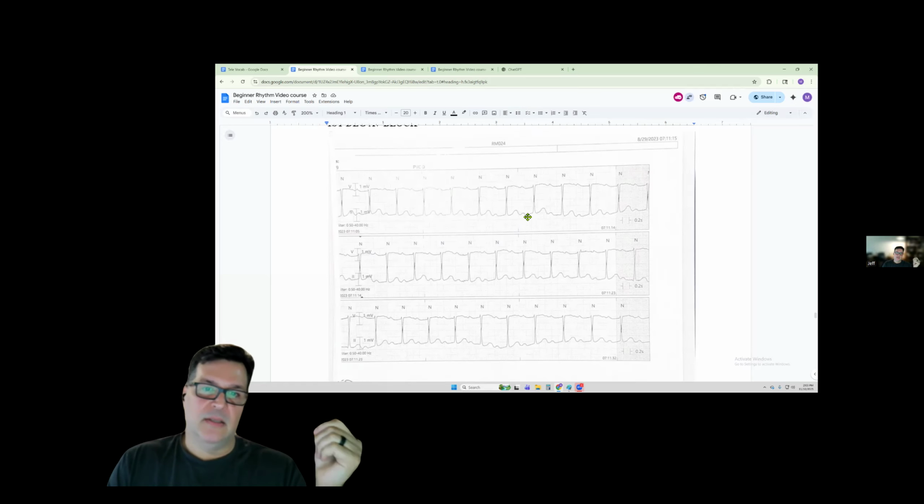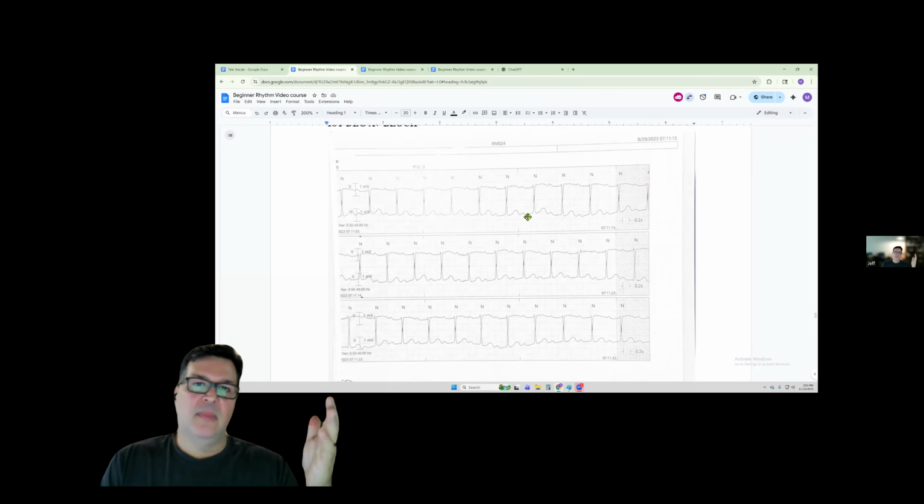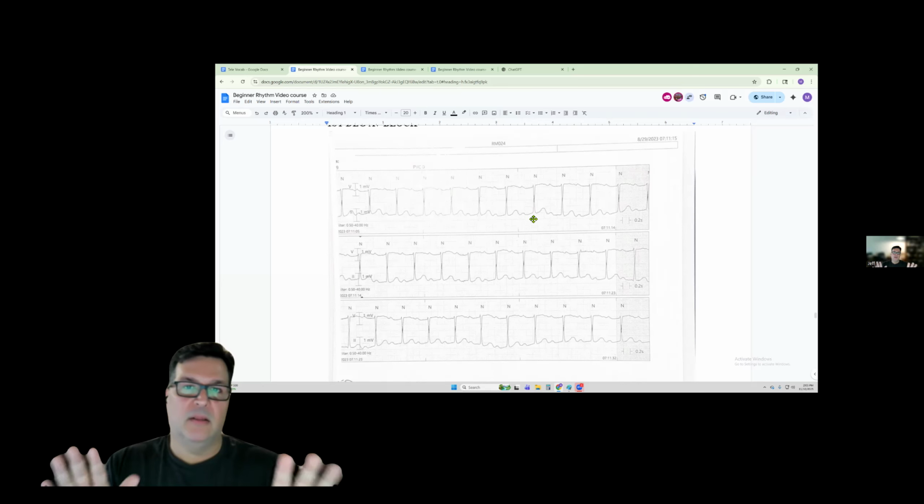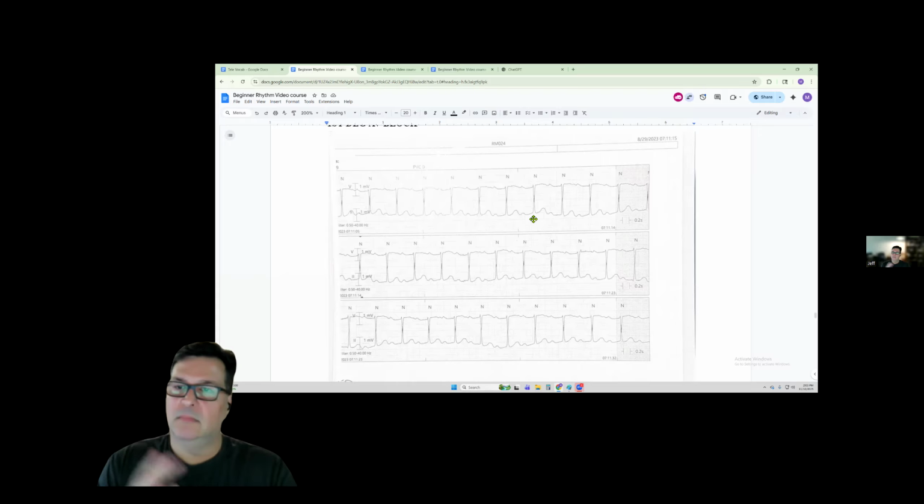So what's happening is nothing wrong with the SA node. That SA node's firing that P wave every single time like it's supposed to, but it gets to the AV node, and the AV node says, you're going to delay a little bit longer than normal. And that's all a first degree AV block is.